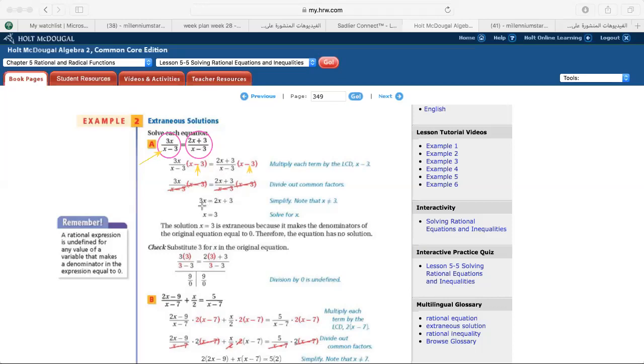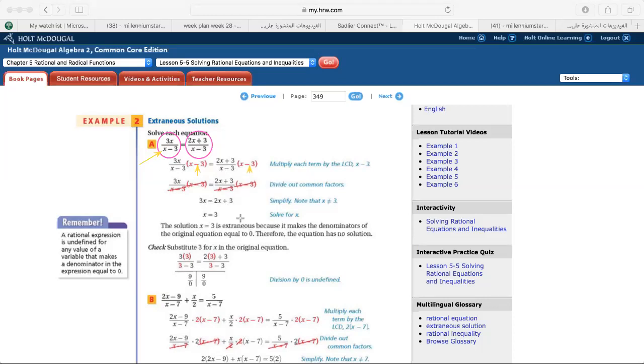Because I want to return it back to an equation that I can easily solve. So 3x is equal to 2x plus 3. If I subtract 2x from both sides and finish all my steps, x will be equal to 3. How will I know if it is extraneous or not?